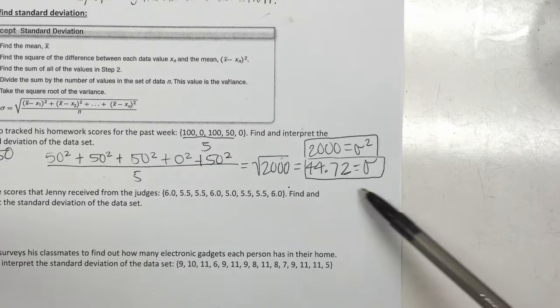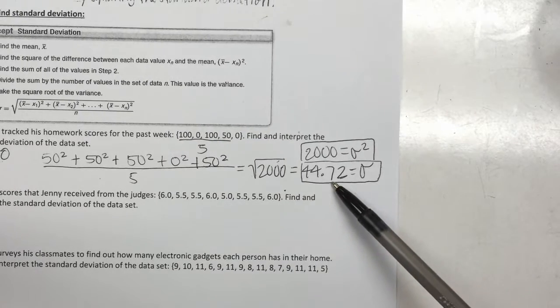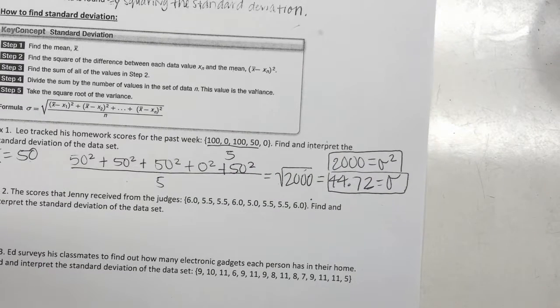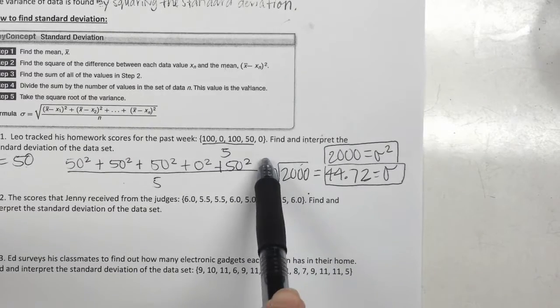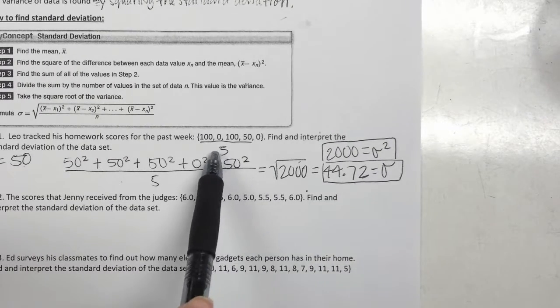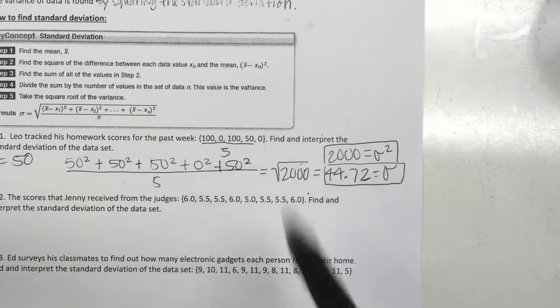Notice how the standard deviation is 44.72. That's very large for a standard deviation. So what this is saying is that Leo's homework scores are very inconsistent. And you can see they are. One week he might turn in all of his homework. One week it's nothing. One week it's half.